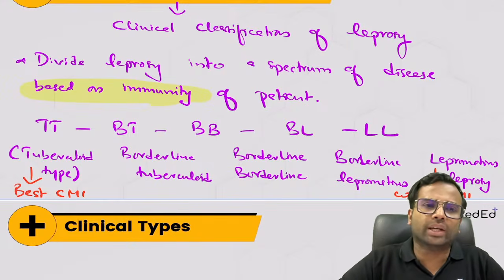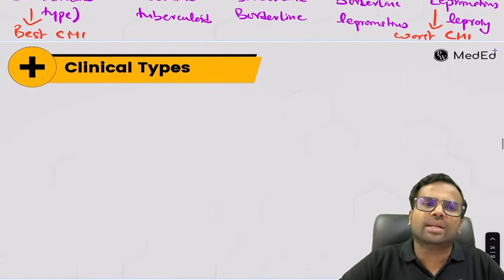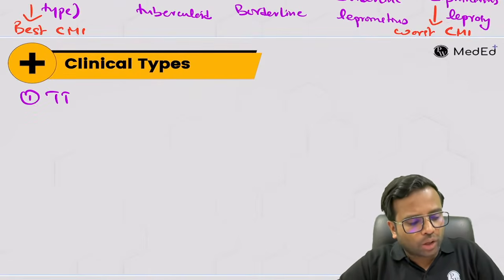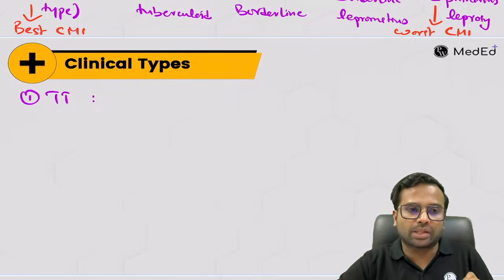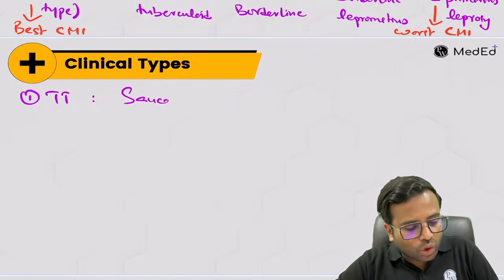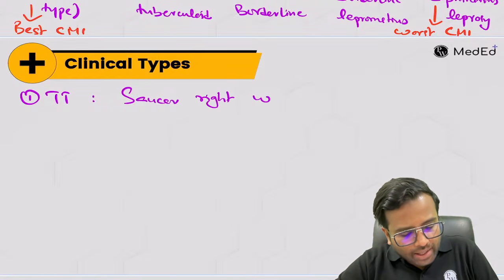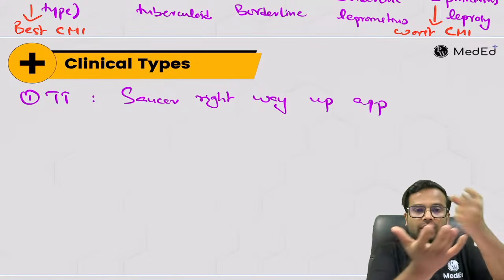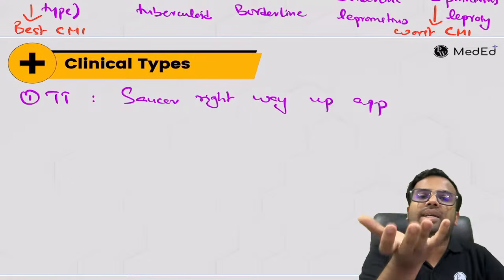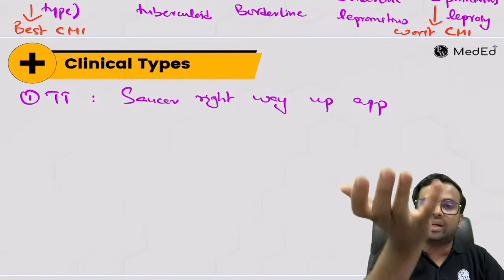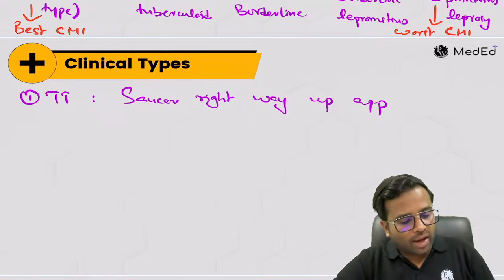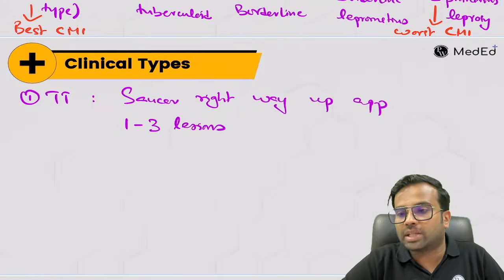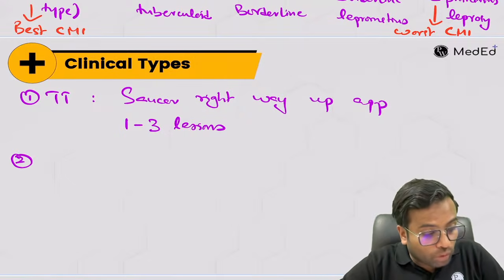Now, let us very quickly write down the clinical types once again. See what happens in all these clinical types of leprosy. In tuberculoid type of leprosy, the patient will present to you with a saucer right way up appearance. Like all of you know the cup and the saucer, right? So the skin lesion will look like a saucer right way up appearance, along with 1 to 3 lesions only. That is how a patient will present to you with a tuberculoid type of leprosy.